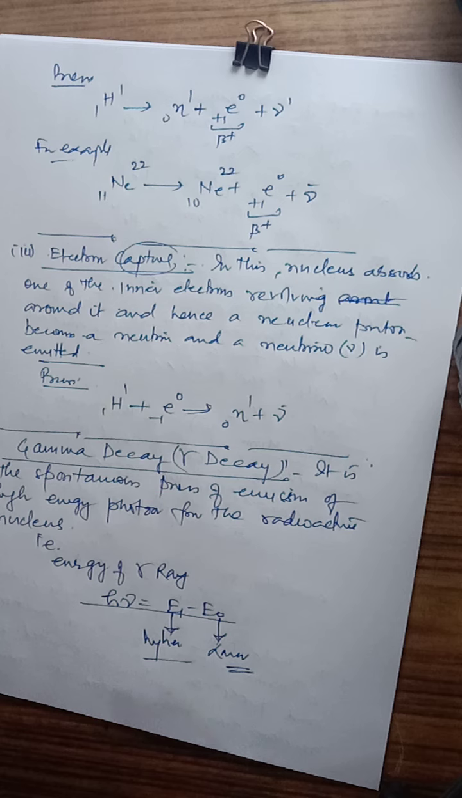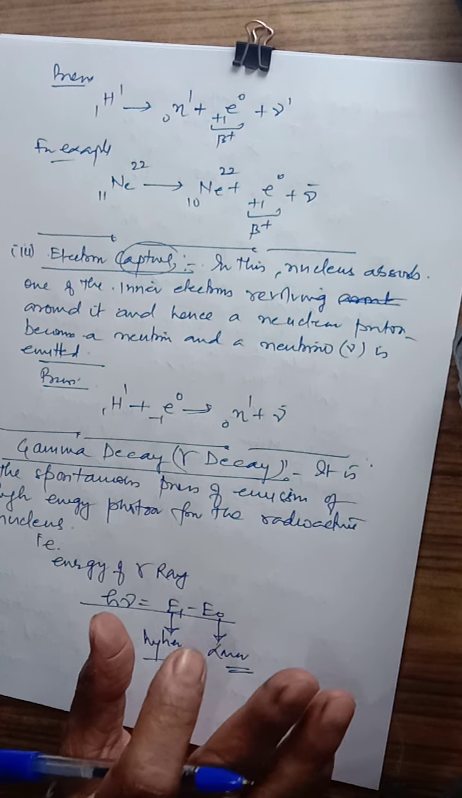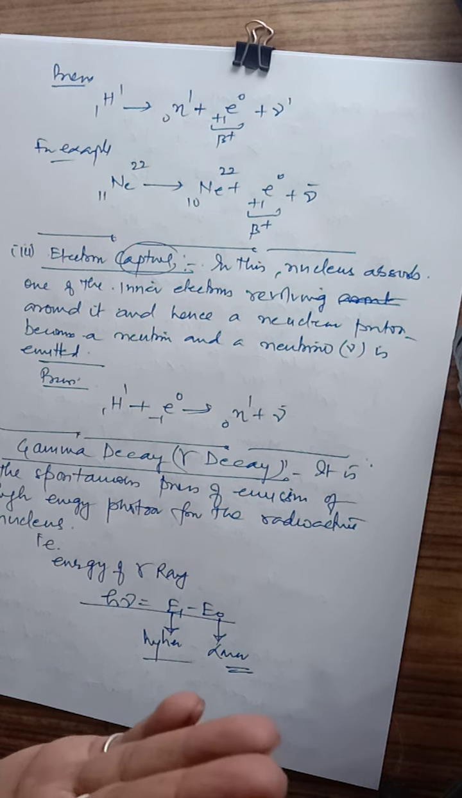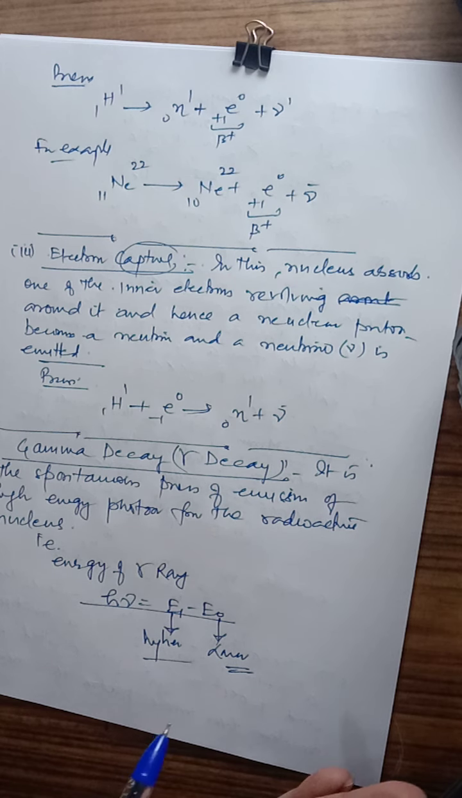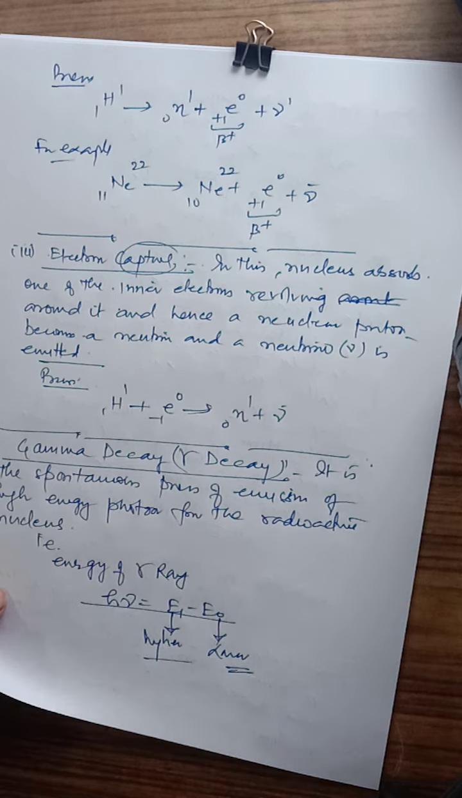So it is understood that the emission of the gamma rays follows the emission of alpha and beta particles. It is very clear because they are in the excited state. First of all, they will move to the ground state. After that, they are going to decay.